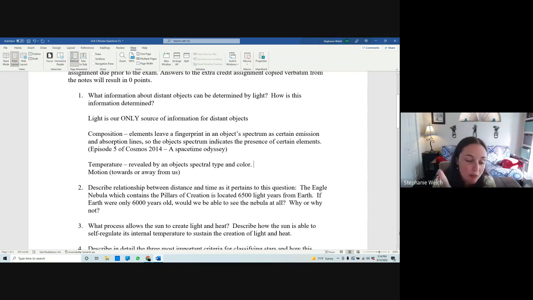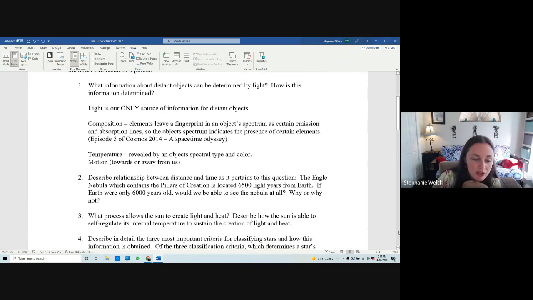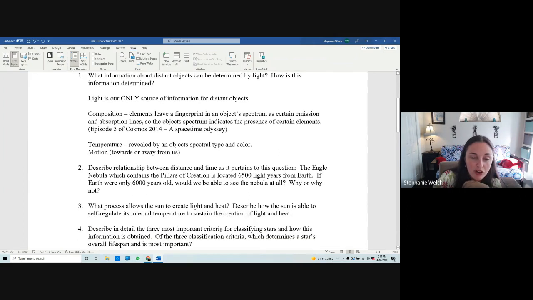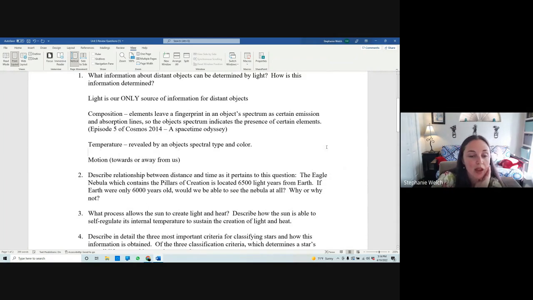There's a Cosmos episode for that too. So I think once I get into question 4, I'll reference that, and I'll give you a Cosmos episode. Again, if you want to go back to it, it's not totally necessary, but it helps. So temperature is revealed by the object spectrum via the spectral type, the O, B, A, F, G, K, M. We'll get into that in a minute, and the object's color a little bit more simply.